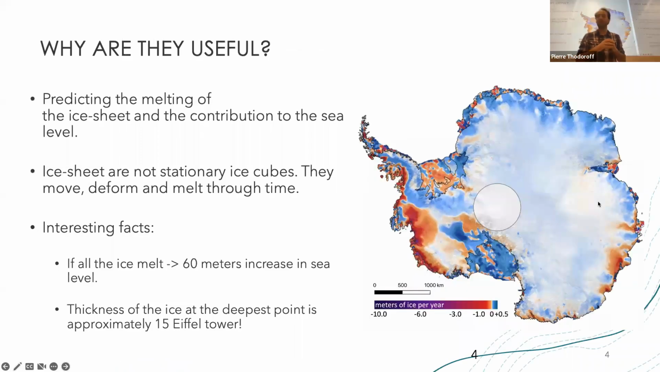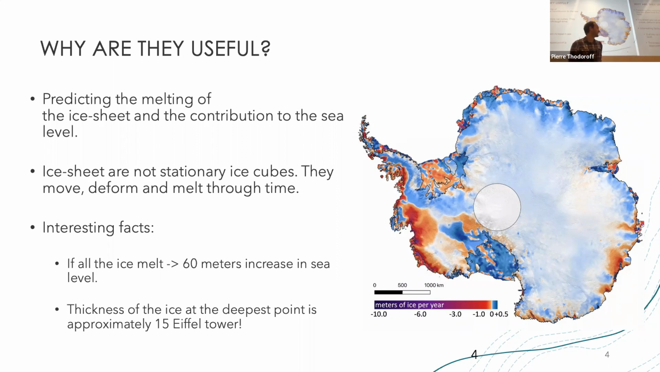Why are they useful? There's lots of reasons why they can be useful, but in the context of BAS, they're really focusing on predicting the contribution to sea level. So basically, those ice sheets are going to come over the ocean and they're going to start melting. And using those dynamics models, you can predict how much ice is going to melt through time. And the reason why it's important to do this modeling is because ice sheets are not just stationary ice cubes on Earth. They're going to move, they're going to deform, they're going to melt, and so there's a lot of forces that are interesting to consider.